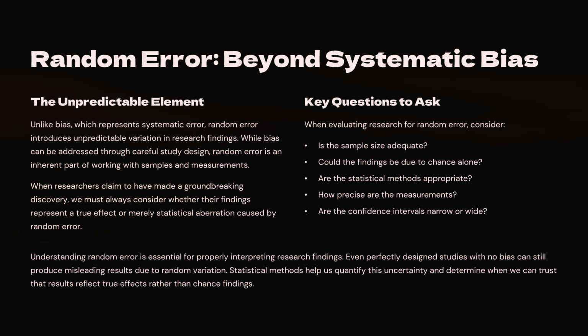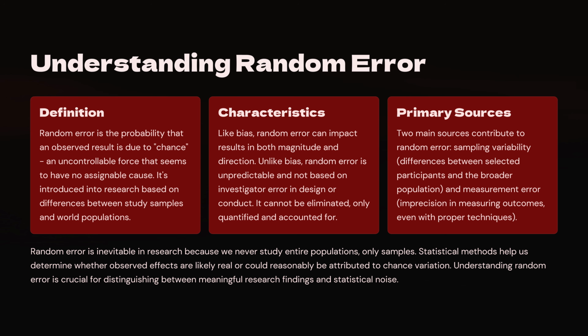Diving just a little more deeply into random error, again, it's that probability that the observed result is due to just chance, okay? An uncontrollable force that seems to have no assignable cause. And it's introduced because in research, we can only study outcomes based on samples and not on the entire world. So we can't know with 100% confidence if something's always causal and rule out all random error. It's just not possible. So it can impact the results.